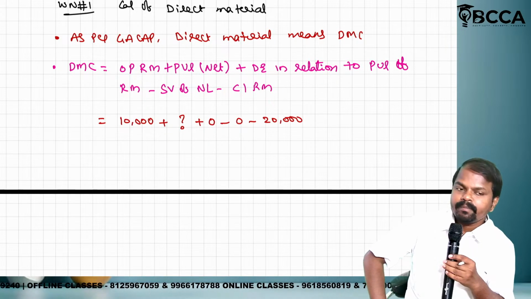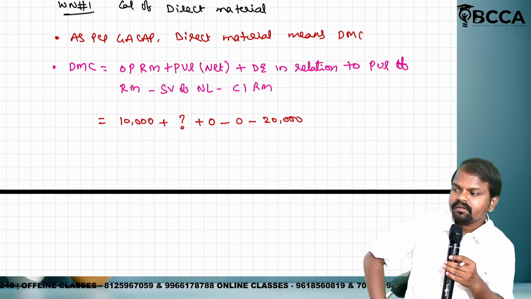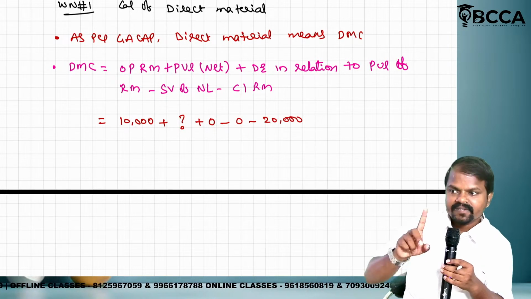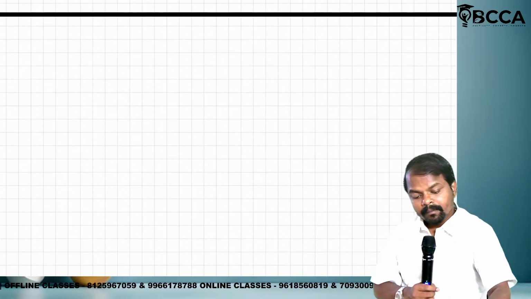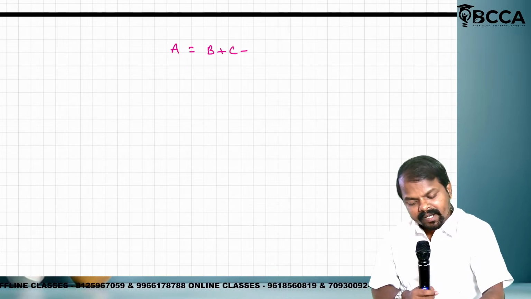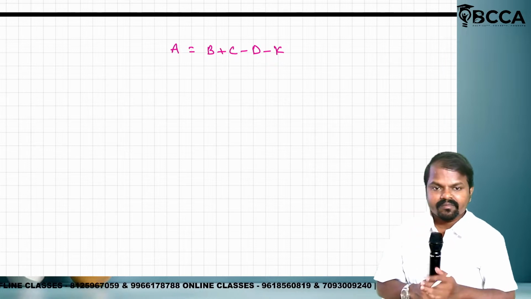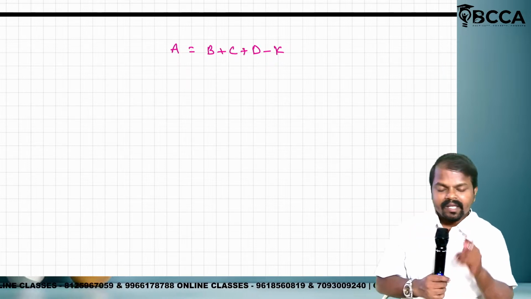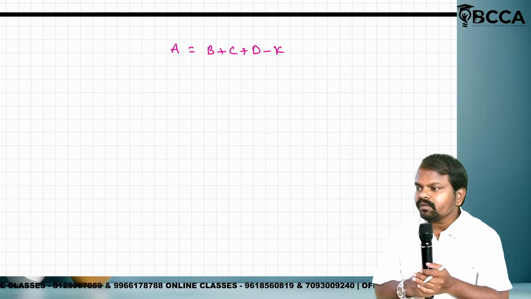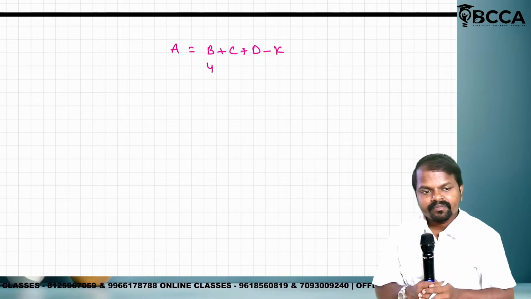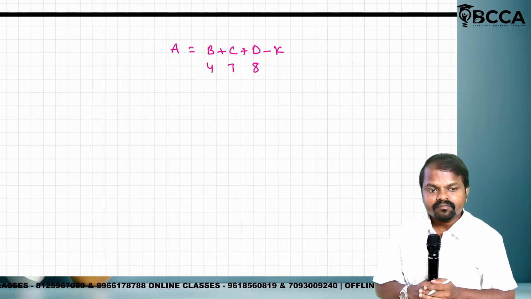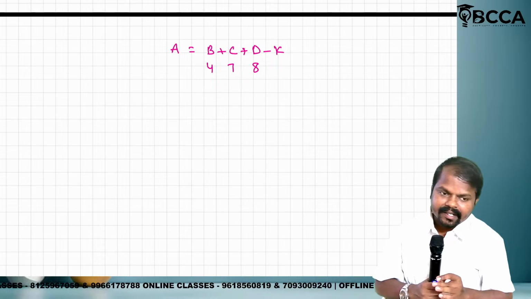Purchases, please check. Purchase of raw material, how much did they give? They don't give any info relating to purchases. Listen carefully. A is equal to B plus C minus D minus K. Otherwise, A is equal to B plus C plus D minus K. Just assume B value 4, C value 7, D value 8. D value how much? 8. Correct?